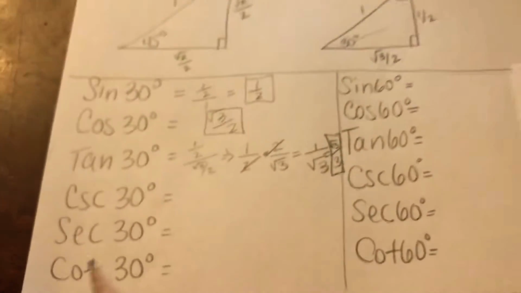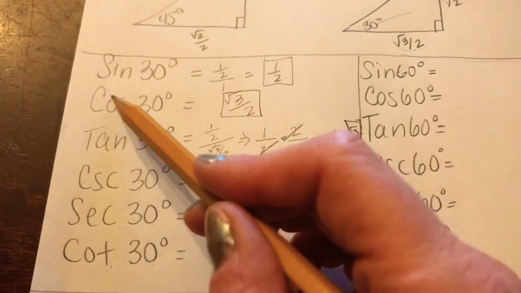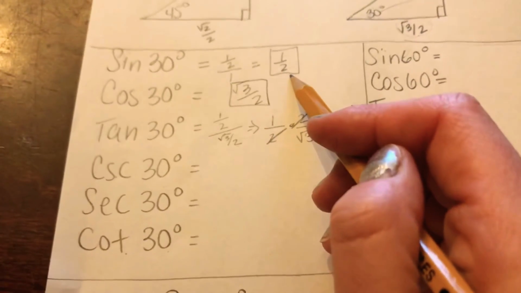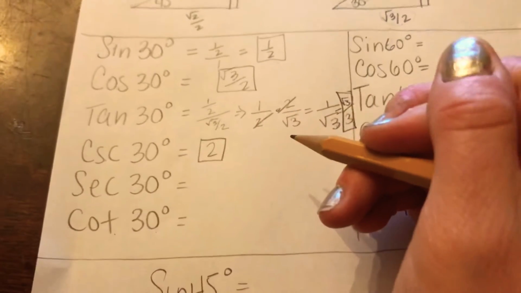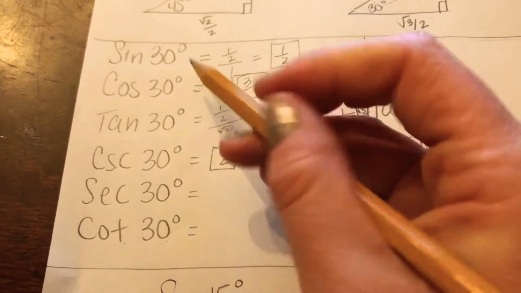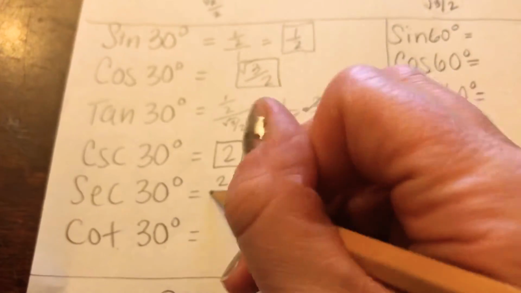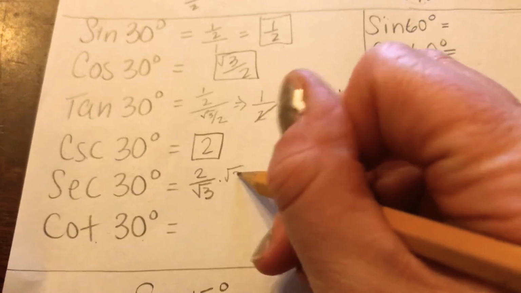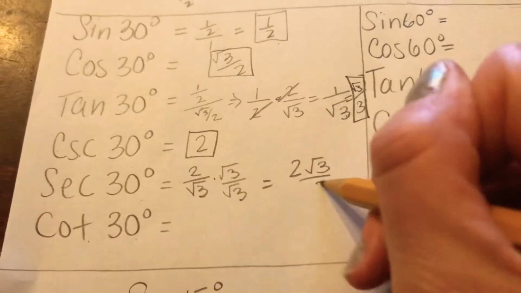Okay, and then cosecant, secant, and cotangent are easy. Just make sure you match them up, right? The C goes with the S goes with the C, and then the tangent goes with the cotangent. So cosecant is just the reciprocal of sine. So instead of 1 over 2, it's going to be 2 over 1, which is just 2. The secant is the reciprocal of cosine. So instead of radical 3 over 2, it's going to be 2 over radical 3, which you need to rationalize the denominator. So that gives me 2 radical 3 over 3.